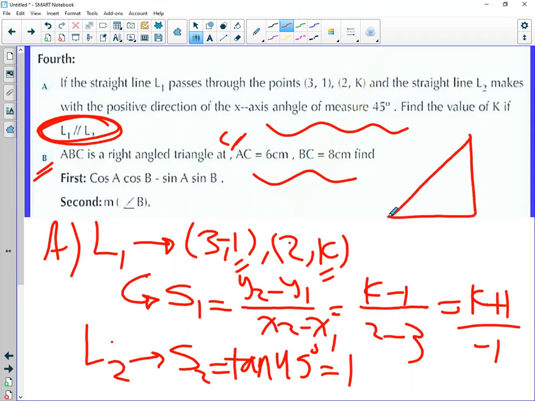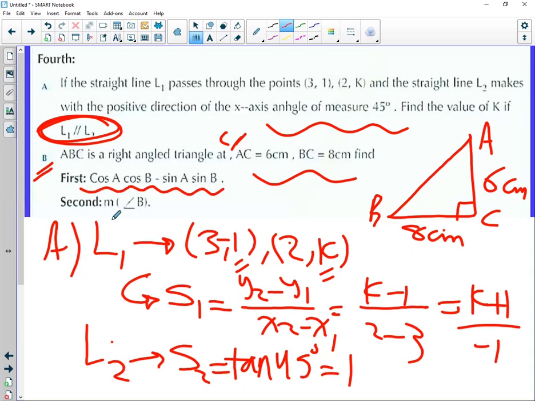The triangle is ABC, because the triangle is right angled at C. AC equals 6 centimeters and BC equals 8 centimeters. Find cosine A cosine B minus sine A sine B, and the measure of angle B. Let's find AB first.